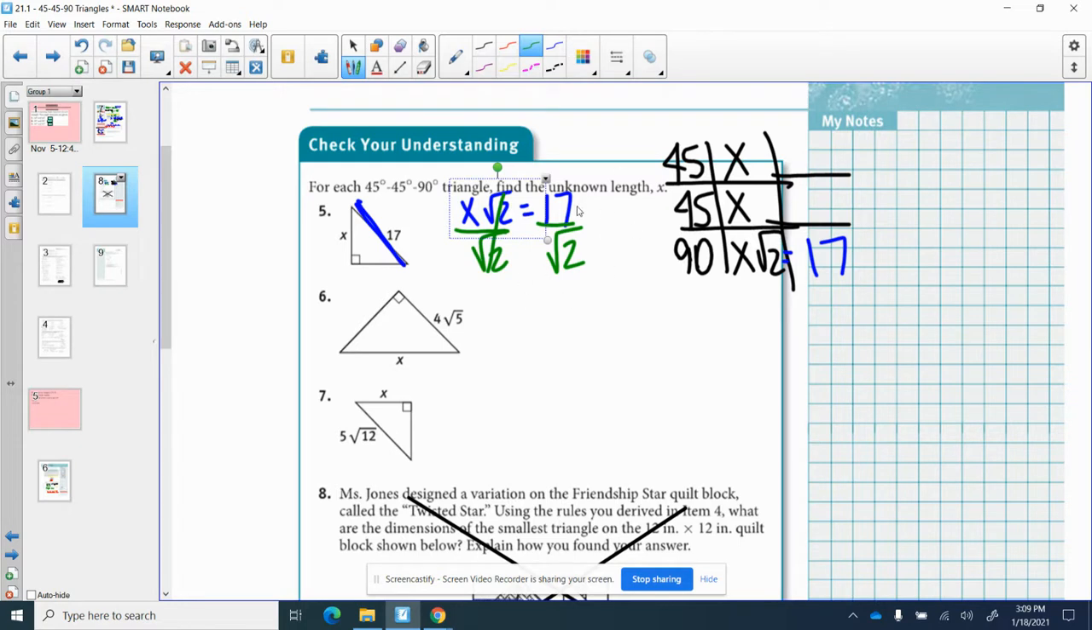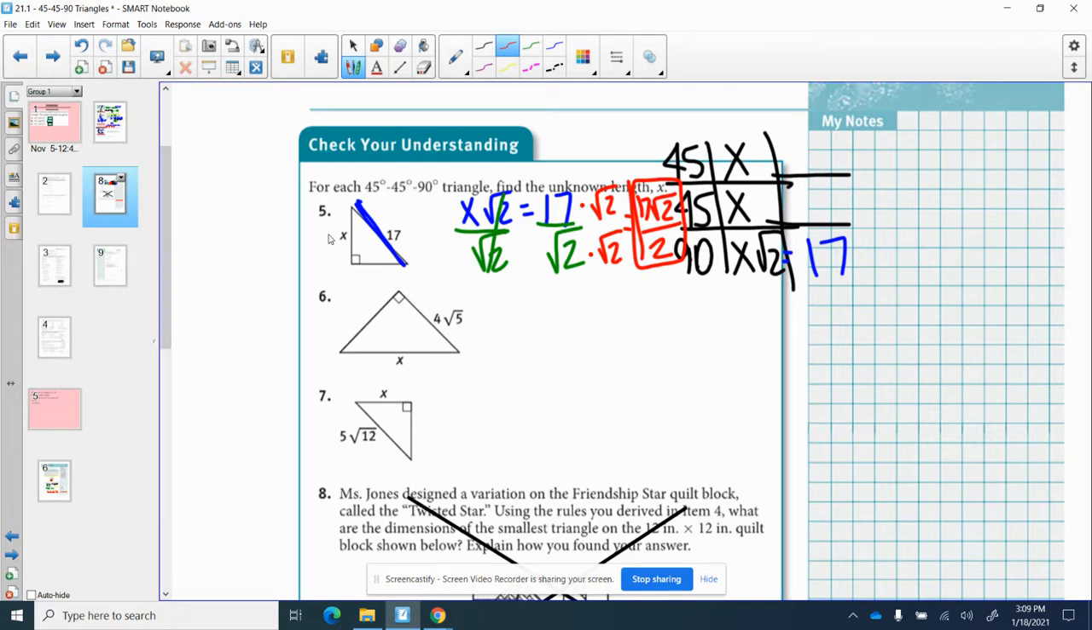Now we know we do not want to leave our answer like this. We have to rationalize, like we talked about in the last problem, multiply the top and the bottom by the square root of 2. So we get 17 square root 2 divided by 2, and that doesn't reduce at all, right, as our answer for this missing side.